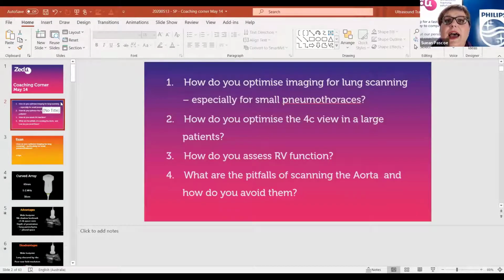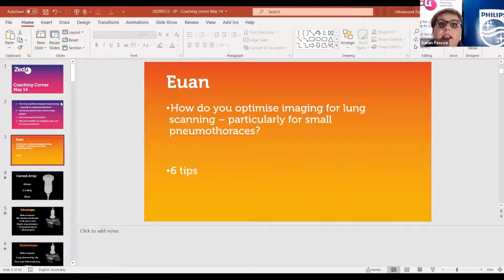So the questions we have are, how do you optimise your imaging for lung scanning, especially for small pneumothoraces? How do you optimise the 4-chamber view in larger patients? How do you assess RV function, and what are pitfalls of scanning for the aorta, and how do you overcome them? So Euan sent in a question, how do you optimise the imaging for lung scanning, particularly those small pneumothoraces?